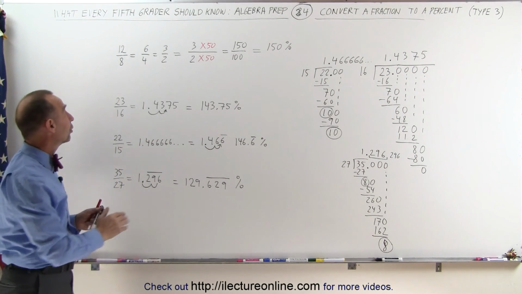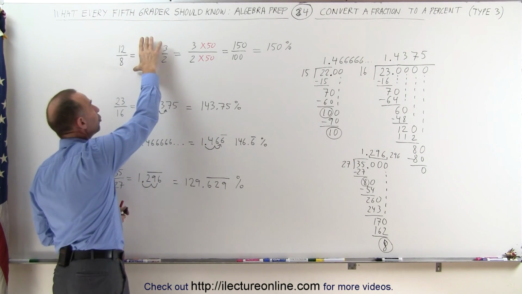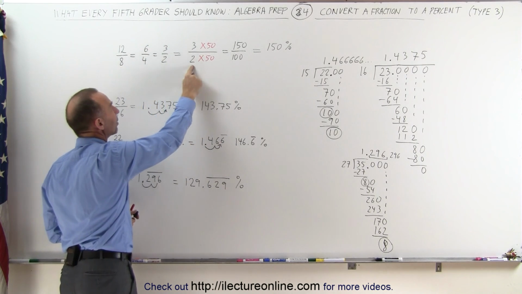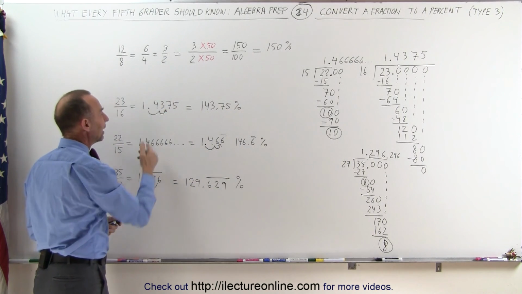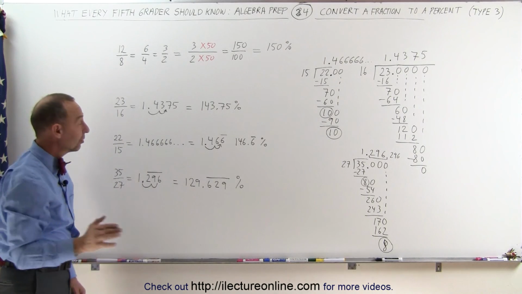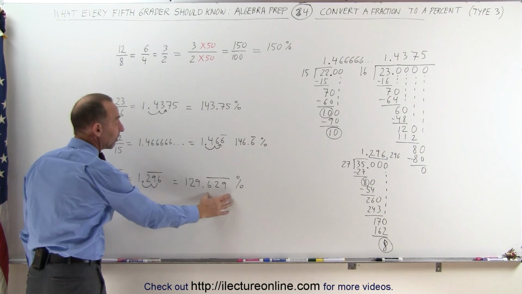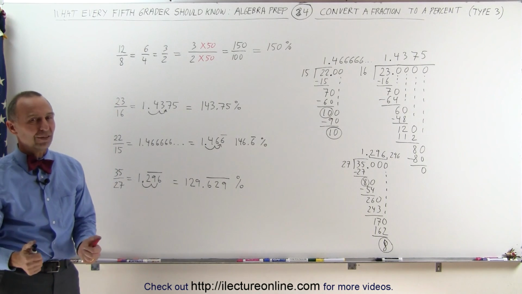And that's how we convert fractions to decimals, either by reducing the fraction to a point where I can make the denominator into 100, or by simply doing longhand division and then moving the decimal place over 2 spots. Notice in some cases you have repeating numbers, so you have to take that into account when you write the number as a percent. And that's how it's done.